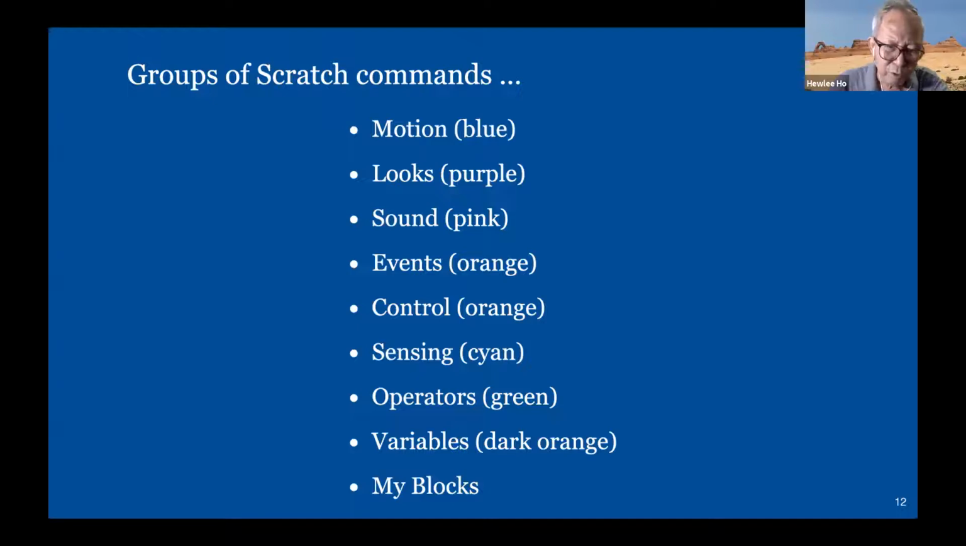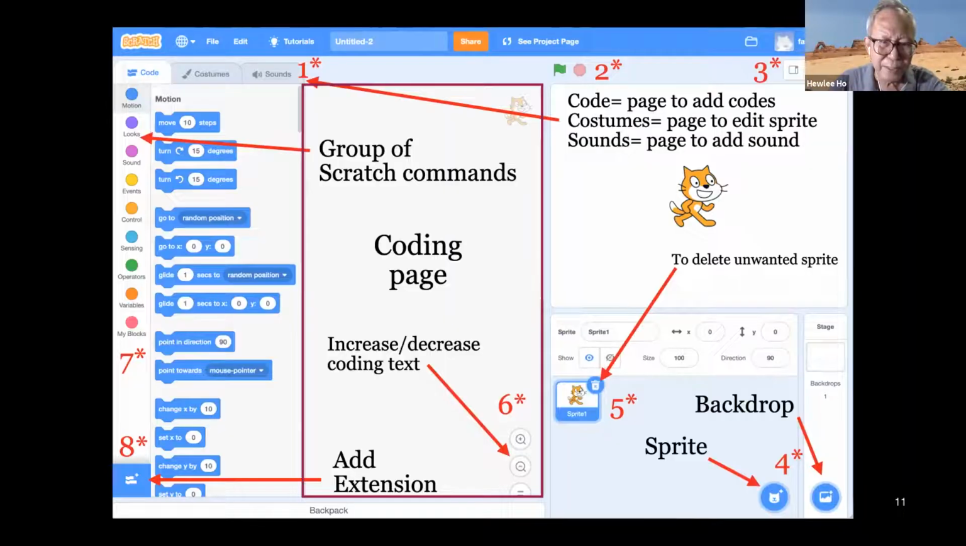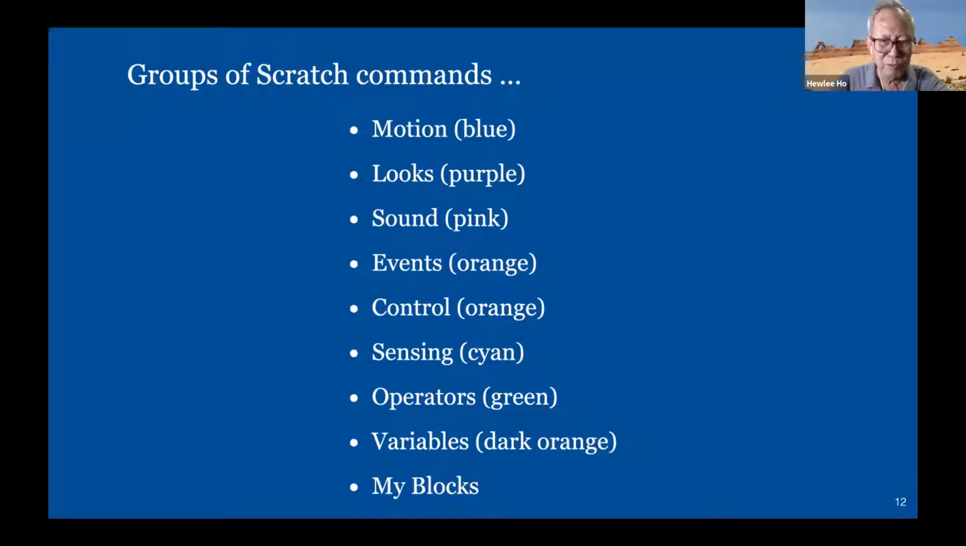This is just to give you the circles. You remember the circles down here on the left-hand side? The words are too small, so I just write the words for you to let you know what is inside there. Motion, look, sound, event, control, sensing. The later few are in more advanced lessons, variables and operators. But the first few are very simple. It's like simple English, you know what they're doing.